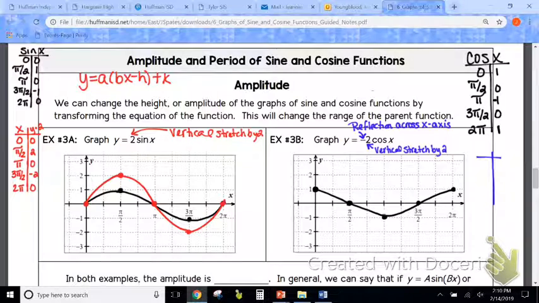So when I go to do my table, is there anything that's going to affect my x's? No, there's nothing there with the x, is there? So nothing's going to affect the x's. Is there anything that's going to affect the y's? Yes, what? The negative 2. So what are we going to do with that negative 2? Well, it says negative 2 times cosine, right? So since it says times, we're going to multiply by negative 2.